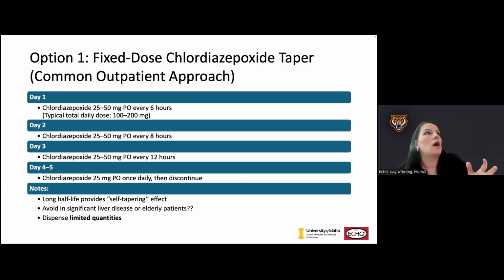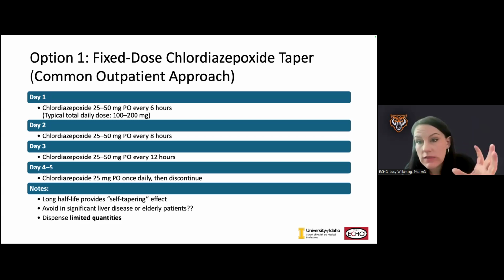Here's an example of a fixed dose taper with chlordiazepoxide or Librium. This is a very common outpatient approach where a person will come in and they'll get ordered Librium 25 to 50 milligrams every 6 hours for day one. And then for day two, we see that interval move to every 8 hours. And then for day three, we move the interval to every 12 hours. And then we have a single administration on day 4, 5.